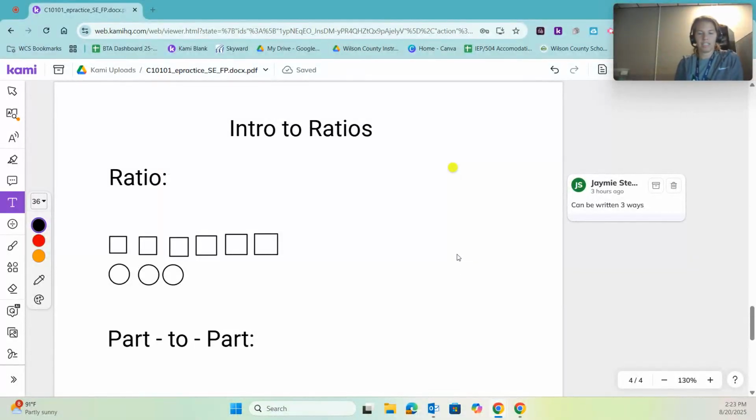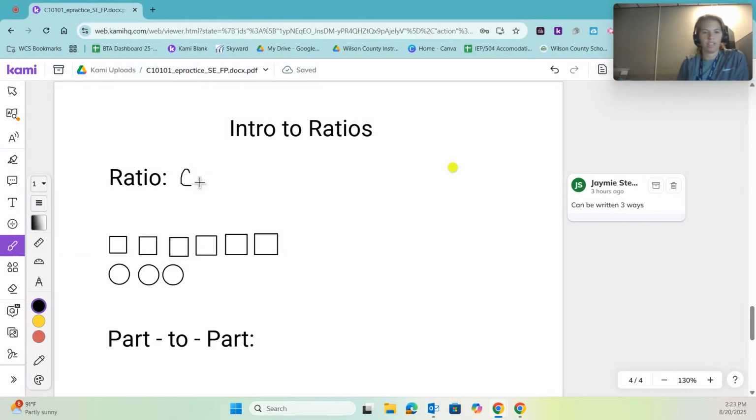Today we will be discussing ratios. A ratio is a comparison of two things. For instance, if we are comparing the number of squares to the number of circles, there are 6 squares and 3 circles.